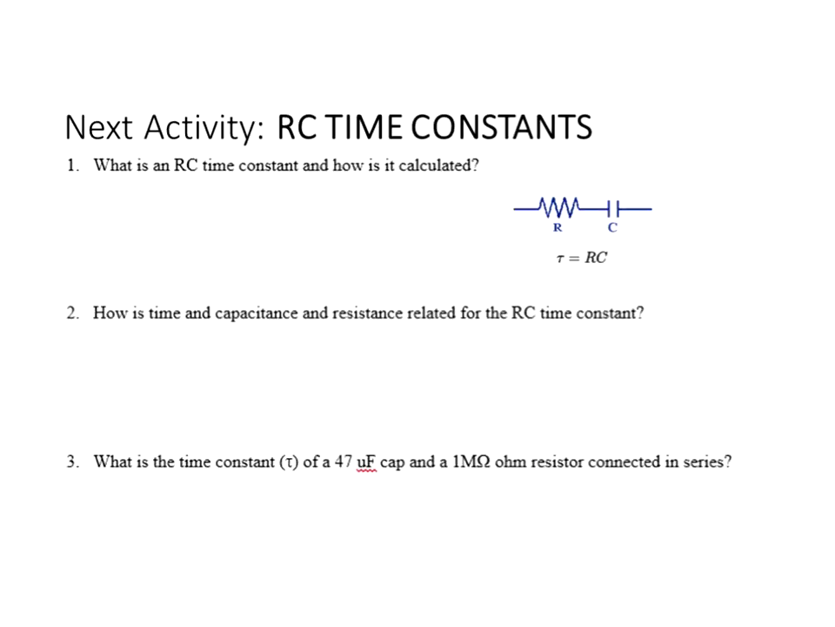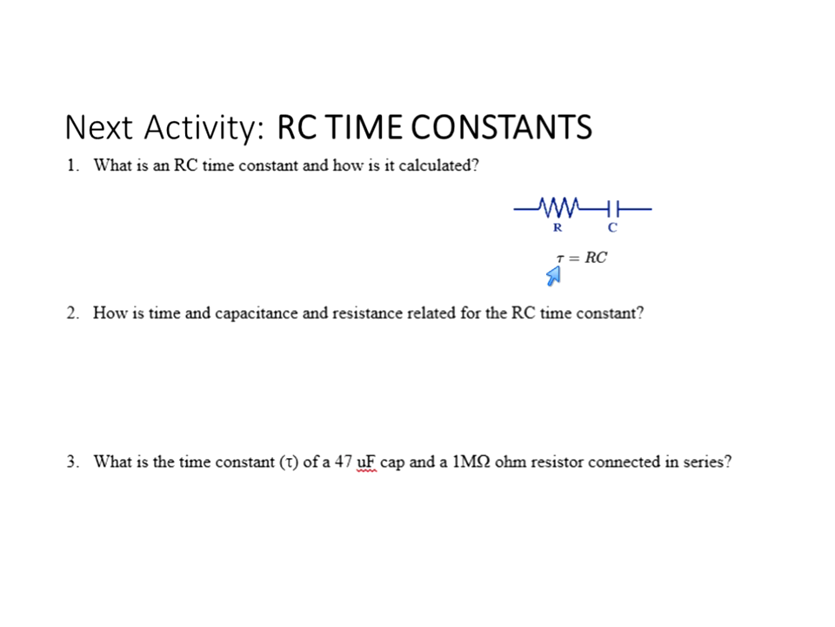So, first of all, what is an RC time constant? Well, an RC time constant is a time period in seconds, and you find it by multiplying the resistance of the circuit times the capacitance. So the resistance times the capacitance gives you one time constant.